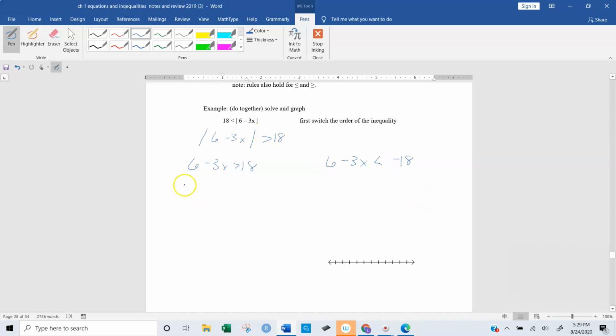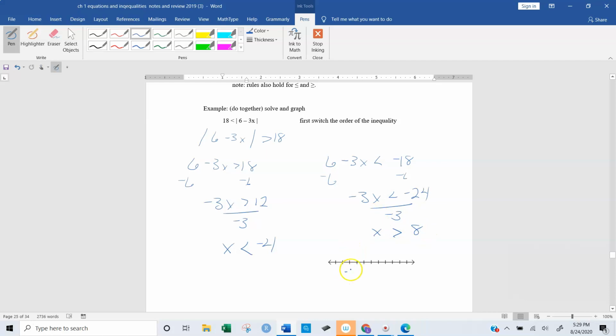Now solve them both. Subtract your 6's. So negative 3x is greater than 12. Divide by a negative 3. Remember, you're dividing by a negative, so you have to flip that to a less than. Negative 4. Same thing over here. Subtract your 6. So negative 3x is less than a negative 24. Divide by your negative 3. Flip your sign, so x is greater than 8.